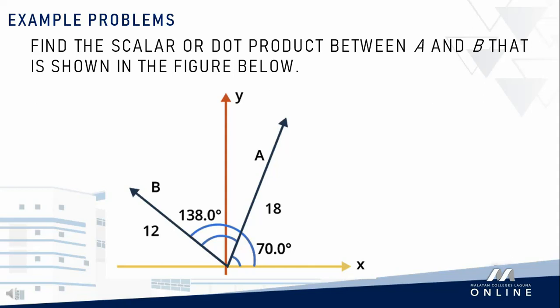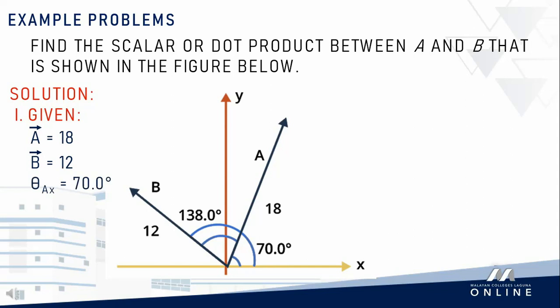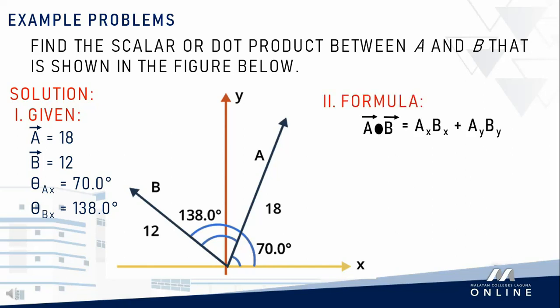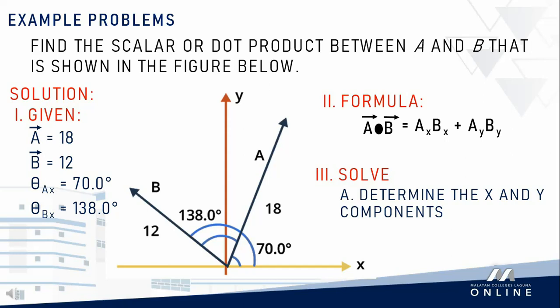The magnitude of vector A is 18. The magnitude of vector B is 12. The angle between the x-axis and A is 70 degrees, while the angle between the x-axis and B is 138.0 degrees. We are interested to find the components of these two vectors, and therefore, in order to get the scalar product, we will use the formula A · B = A_x B_x + A_y B_y. Before calculating the scalar product, let us determine first the x and y components.